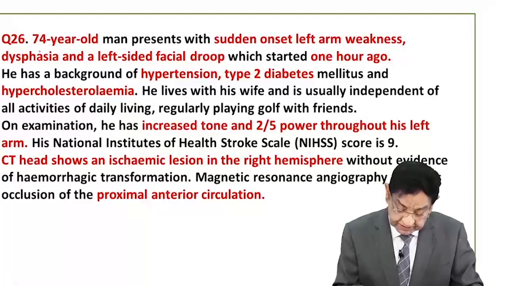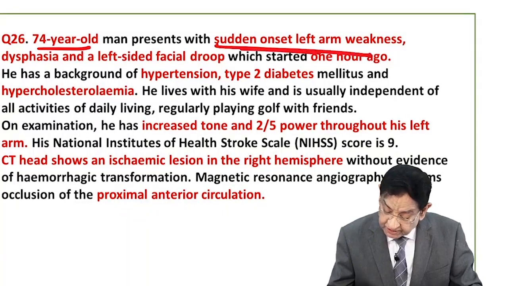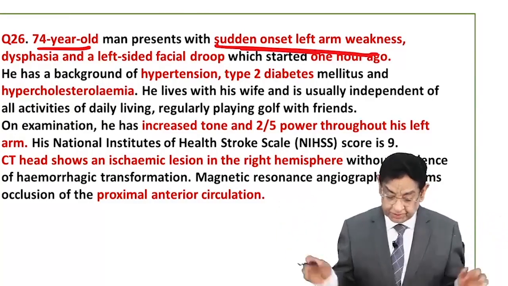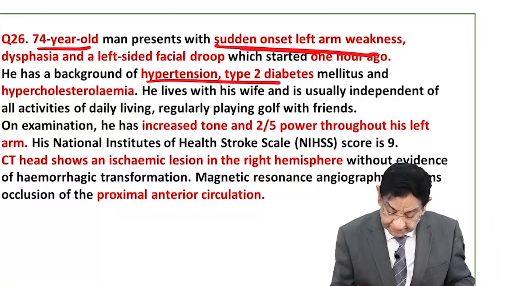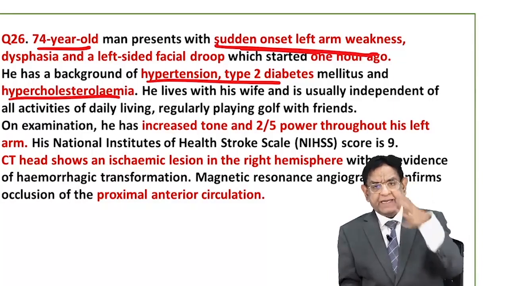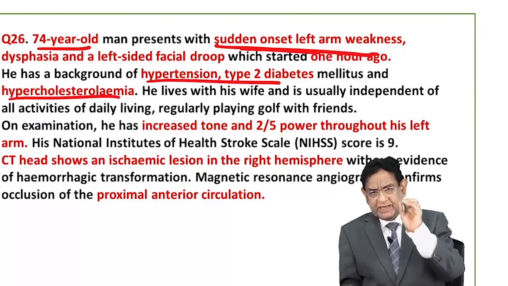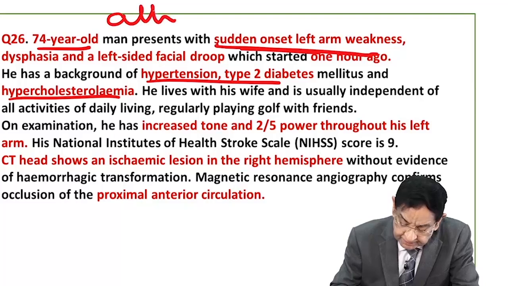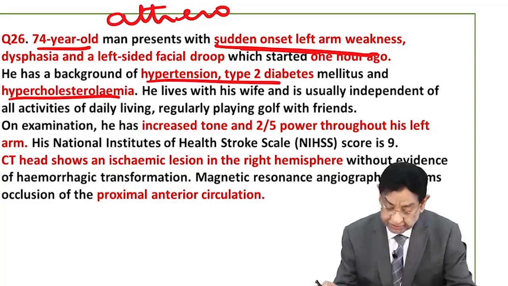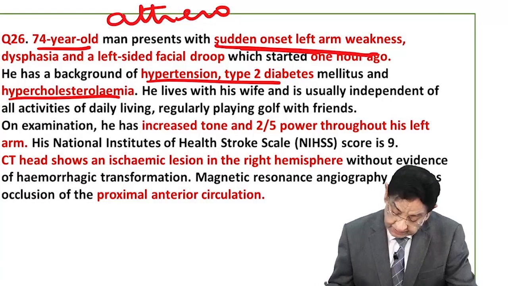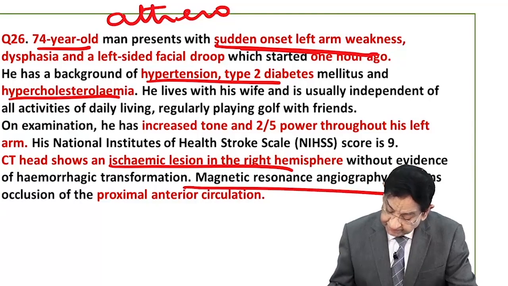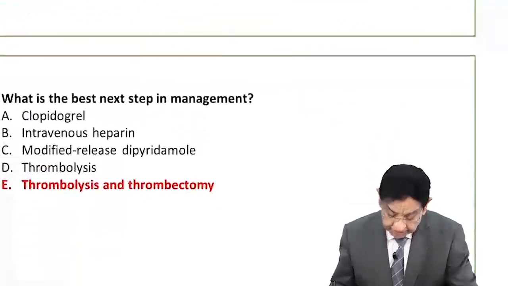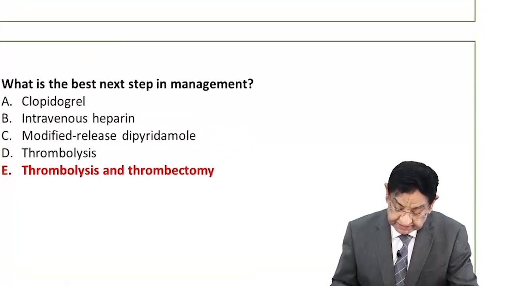Question 26, a 74-year-old with sudden onset of left weakness. Sudden onset is a stroke. Hypertension, diabetes, hypercholesterolemia all indicate it. One more thing, whenever they write about hypertension, diabetes and cholesterol, all point toward atherosclerosis. That means more of an ischemic stroke. And ischemia, MRI confirms proximal circulation. What is the next best step?